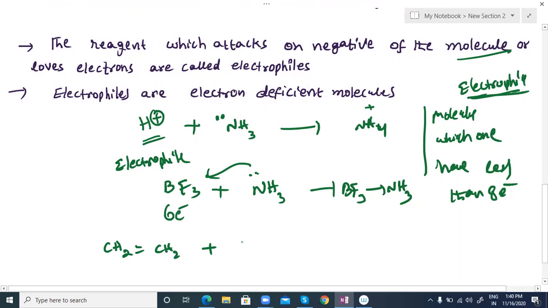And you can take it here CH2 double bond CH2. Suppose we are adding H plus here, at the pi bond. These are loosely bonded electrons. They are going to be attacked here. You can get CH3 CH2 plus. Okay, so this is an electrophile.